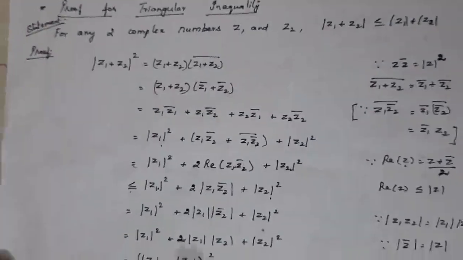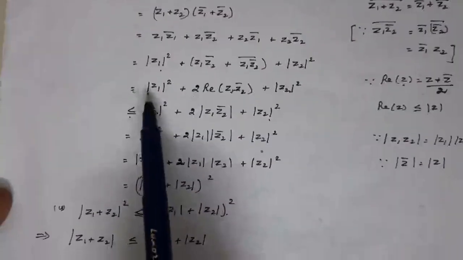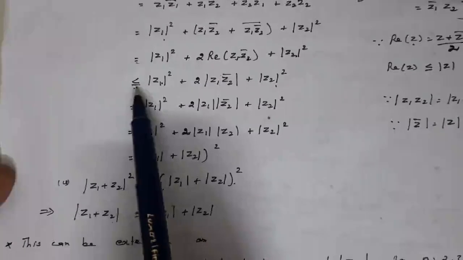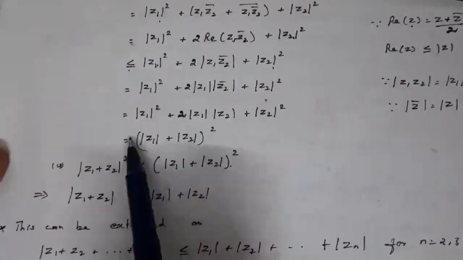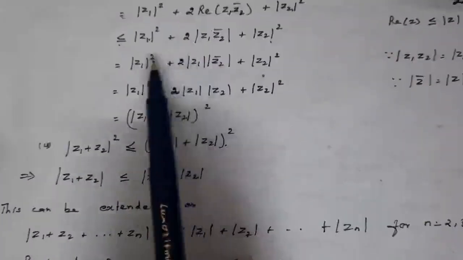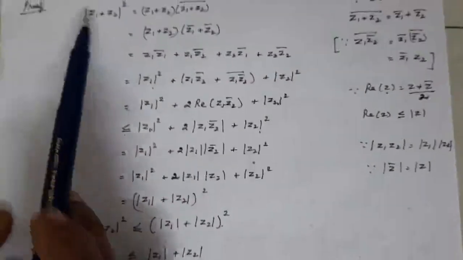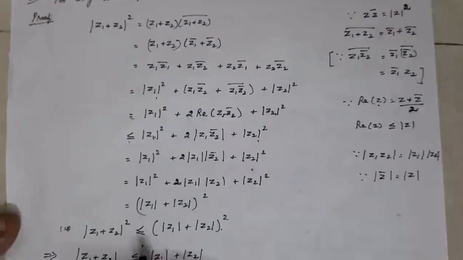So do you understand the proof of the triangle inequality? Remember, up to this point it is equal, and here it is less than or equal to, so the equality has changed to the inequality. Again, this equal sign is equal to this. For this one, I am writing that this part has been equal to this one. So while comparing to the left hand side, this will be less than or equal to.